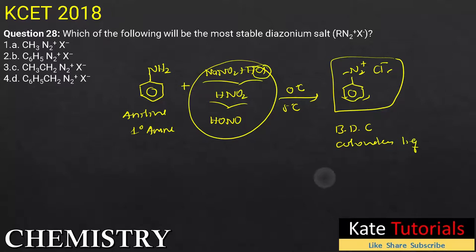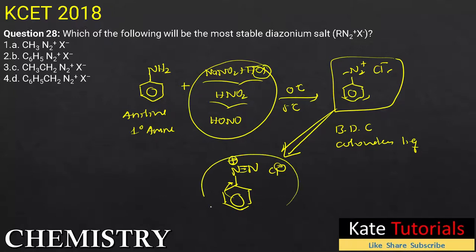Why is it stable? If I draw the structure of this, the benzene ring will be there. Diazonium means N triple bond N plus, and Cl minus will be there. This plus charge will be stabilized by resonance like this, right? Because of resonance stabilization, this is stable, that too around 0 to 5 degrees Celsius only.